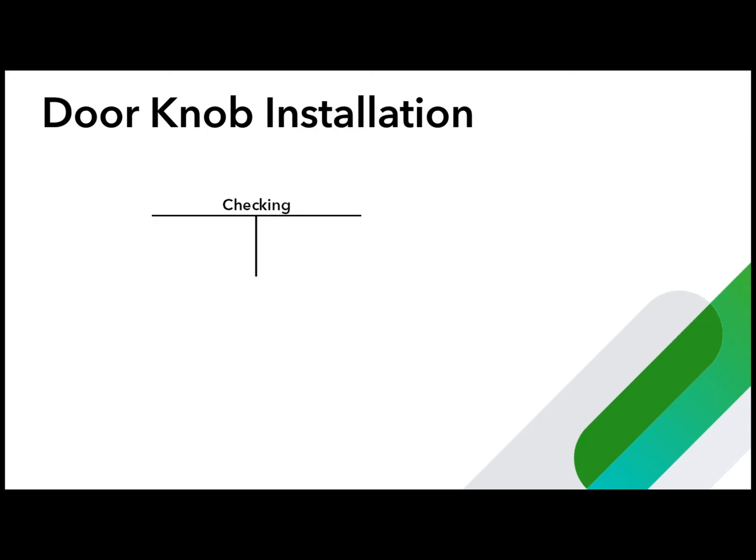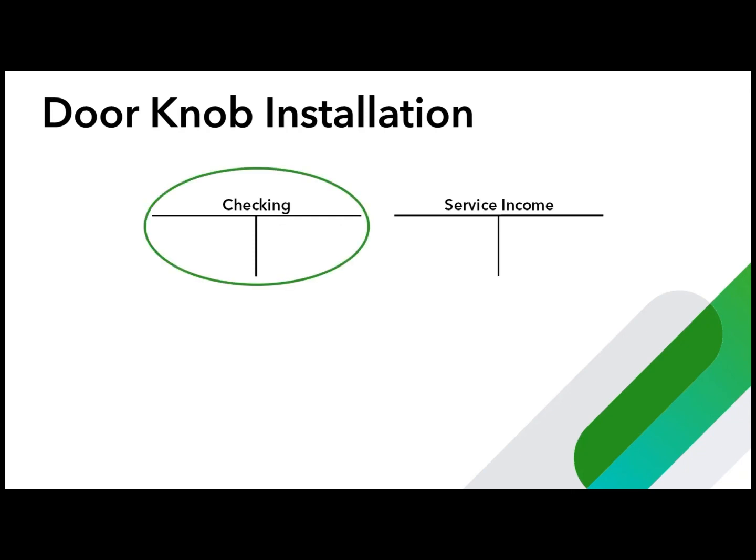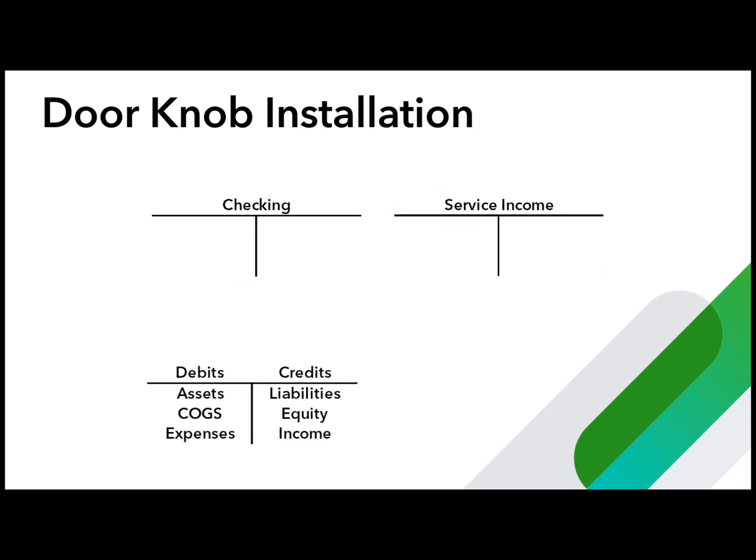Let's draw T's to represent the accounts involved in this transaction. You deposited $1,000 into your checking account, so draw a T for your checking account. Now draw a T account to represent the service income account. You know that your checking account increased when the customer paid you, and service income increased from the doorknob installation. Let's put a reminder in the left corner to help you remember which accounts should be debited and which should be credited. You add $1,000 to your checking account balance with a debit because it is an asset.